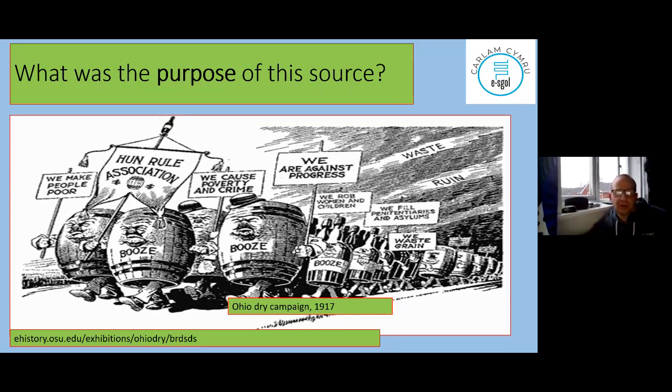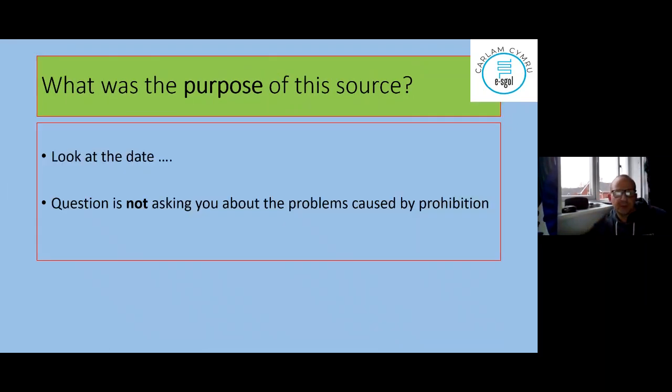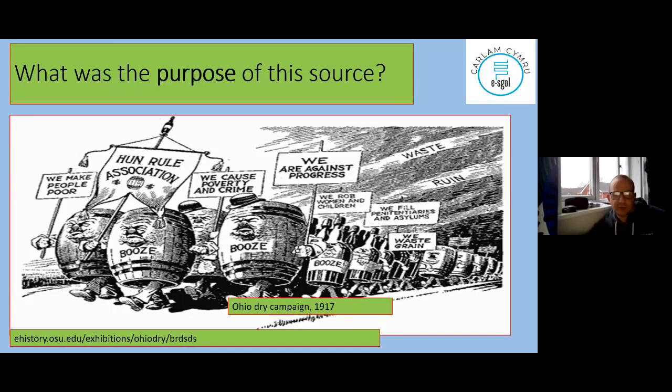So what do we look at here? Look at the date as a start. So 1917, the purpose of the source. If we look at the date, that will avoid you making silly errors. Because sometimes students jump in and start talking about the dangers of prohibition and the negatives of it and the failures of prohibition. That's irrelevant, isn't it? It's asking you, why is this poster made? And clearly the date tells us it's before it became the law.